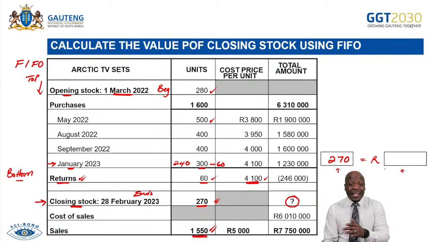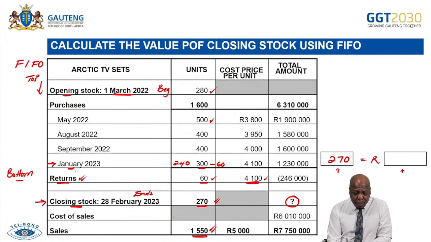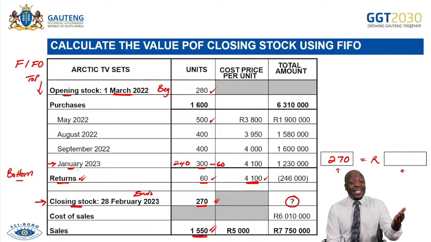So this is more or less like my foundation. Let's begin building. If I have 270 units left, it is very safe to say that some of those 270 units are from the January purchases because they were the last in. Therefore, they will be the last out.